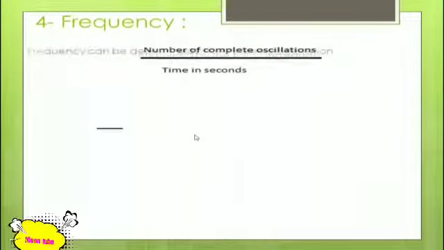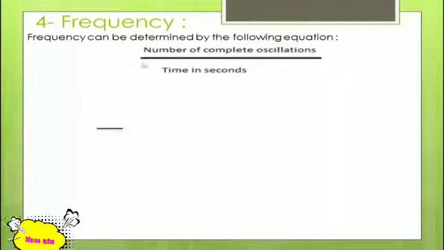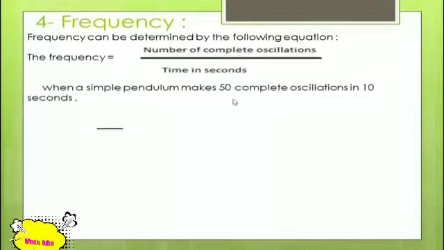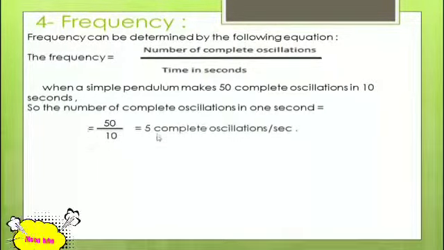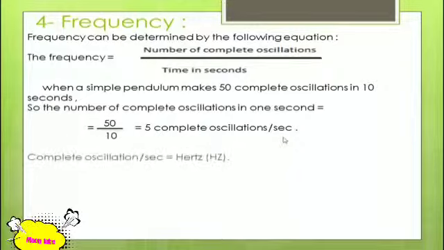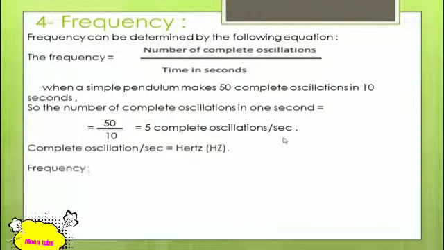Number 4, frequency. Frequency can be determined by this equation: the number of complete oscillations divided by time in seconds. For example, if we have 50 complete oscillations done in 10 seconds, we can determine frequency by dividing 50 by 10, which equals 5 complete oscillations per second. So 1 complete oscillation per second equals 1 hertz.